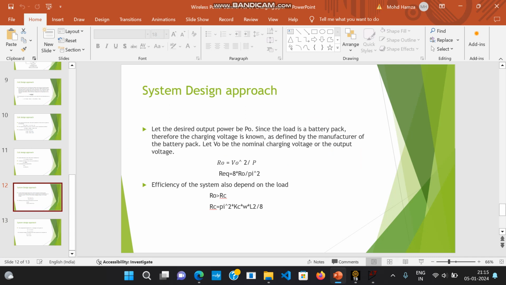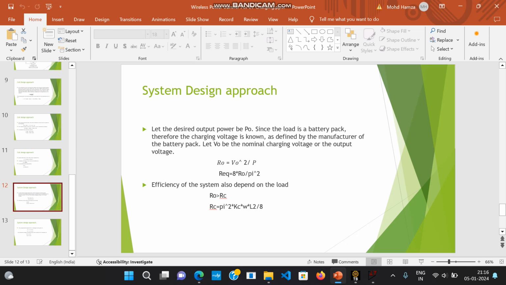So this is the equivalent resistance, which is the equivalent load. Its formula is 8 by pi square into R naught, and R naught is equal to V naught square by output power, which we are designing for the system. That output power should be substituted here. So R naught is equal to V naught square by P. V naught here is the nominal voltage present at the output.